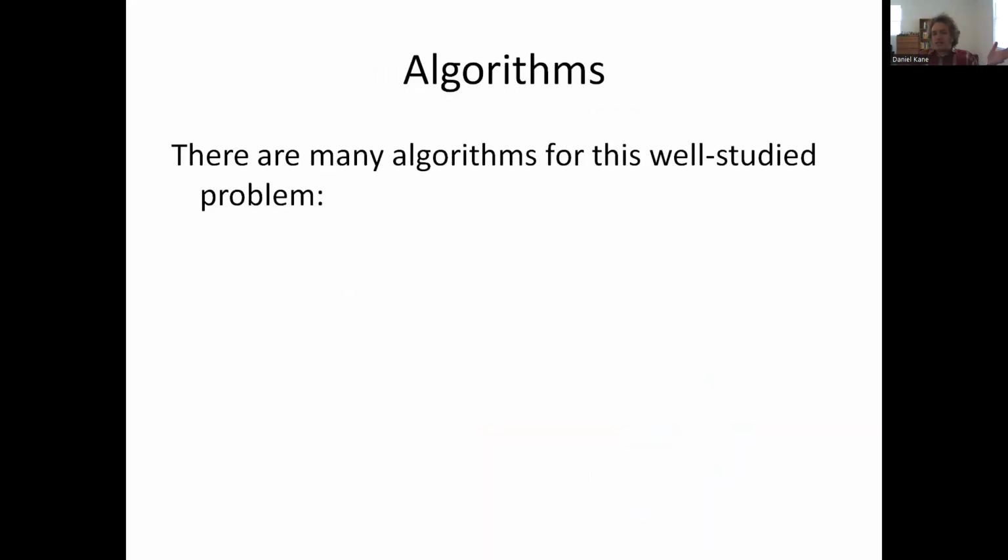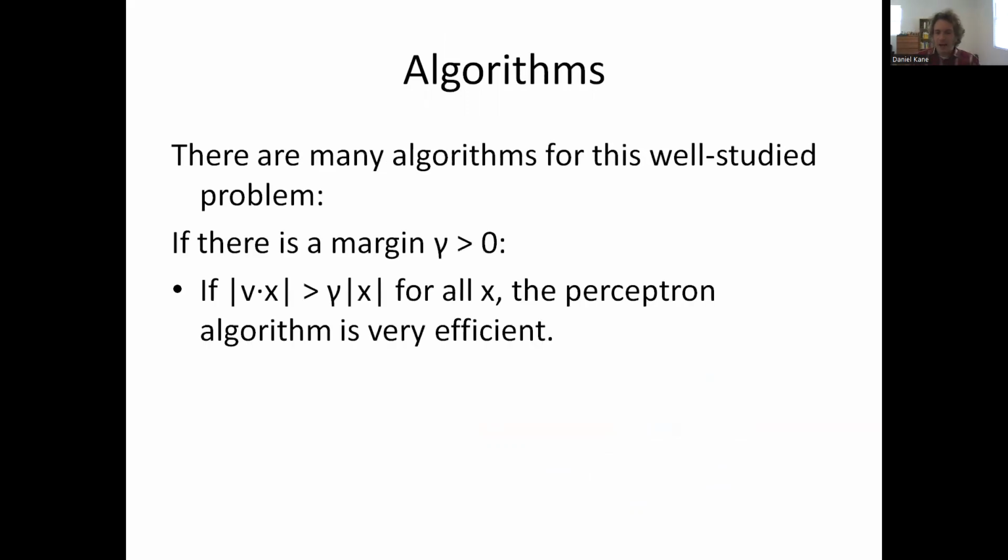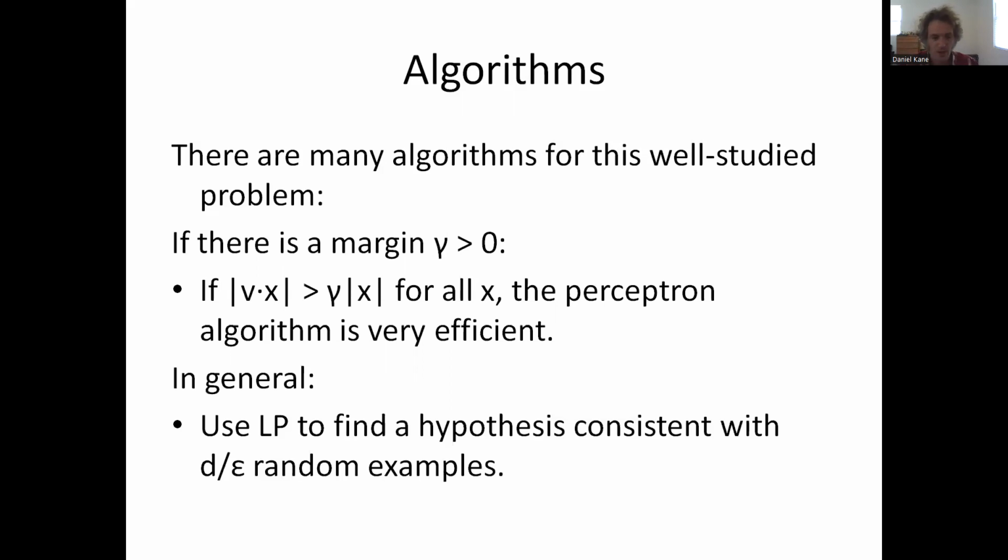Now, this is one of the best studied problems in machine learning. There are a bunch of algorithms. Perhaps the nicest one comes if you make a slight extra assumption. If you assume that there's a margin, that none of the points are too close to the dividing hyperplane, so that for all x, the absolute value of v dot x is bigger than gamma times the norm of x, you can use what's called the perceptron algorithm. It's very efficient, works great, gives you a clean answer.